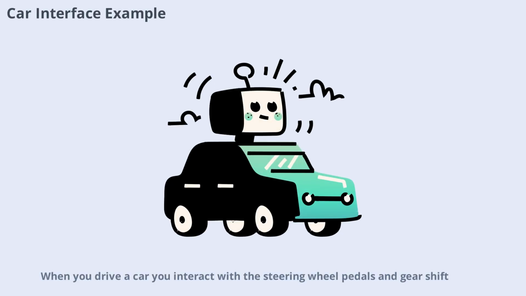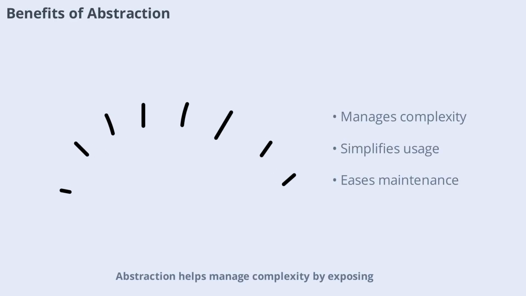When you drive a car, you interact with the steering wheel, pedals, and gear shift. You don't need to understand the mechanics under the hood. Similarly, in software, users interact with simple interfaces, while the complex logic stays hidden. This separation makes it easier for users and developers alike, as they can focus on what matters most without being overwhelmed by details. Abstraction helps manage complexity by exposing only the necessary parts of a system.